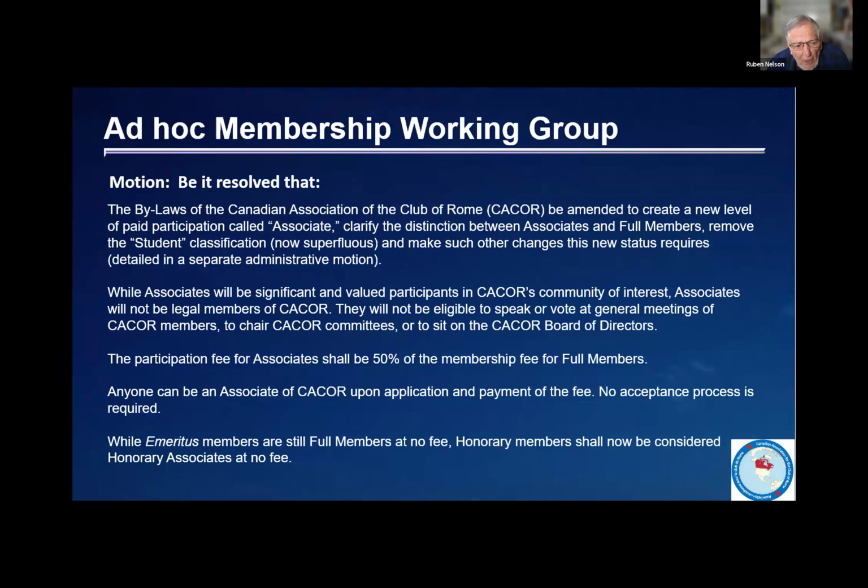become incorporated in the bylaws, and that the most significant one is the inclusion and definition of people we call associates, although we've also defined followers. The associates shall be charged 50% of the membership fee for full members. We've also defined that emeritus members will still be full members at no fee, whereas honorary members shall now be considered honorary associates at no fee. If there are questions, happy to deal with them.